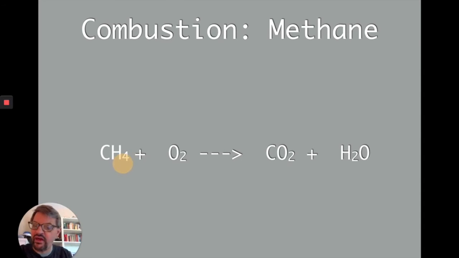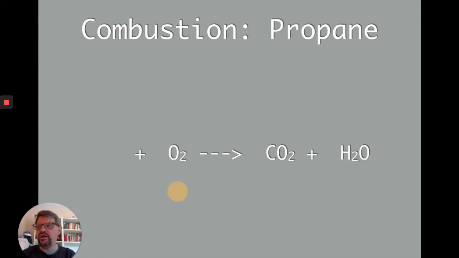You also need to balance that. So go element by element. One carbon here, one carbon here. Hydrogen's next. 4 here, 2 here. So we need to put a 2 here to balance the hydrogen, because 2 times 2 is 4. And then for the oxygen, that would give us 4 on this side. So we would put a 2 here to balance that. So written this way, the equation is balanced. That's the equation for the combustion of methane gas.